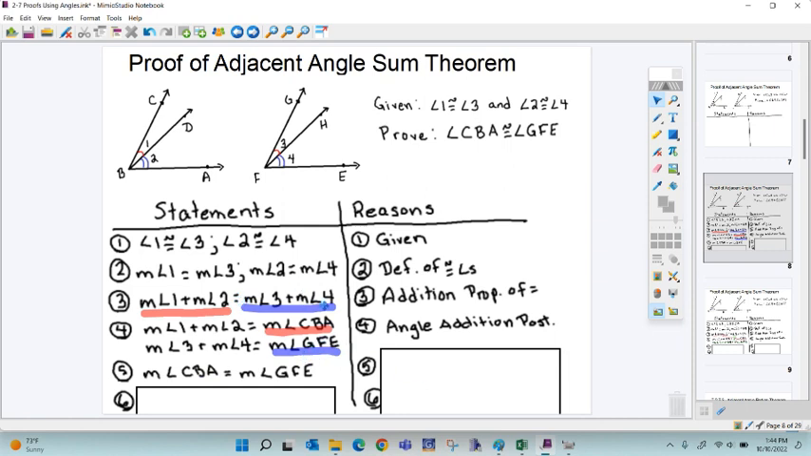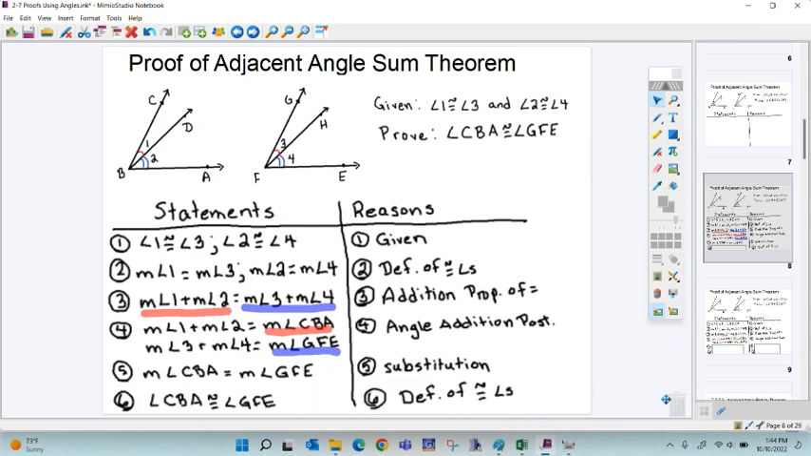I took something out and I replaced it with something else. That's called the substitution property. We can just write in substitution. So now I know that the measurements, the numbers are equal. So because of our definition of congruent angles again, I can say, well, I know that the measurements are equal. That means the angle itself, the rays, the whole thing is congruent. So my proof now is done that if I know that these two angles are congruent and these two angles are congruent, it puts together to show that the bigger angles are congruent. So I've proved the adjacent angle sum theorem.